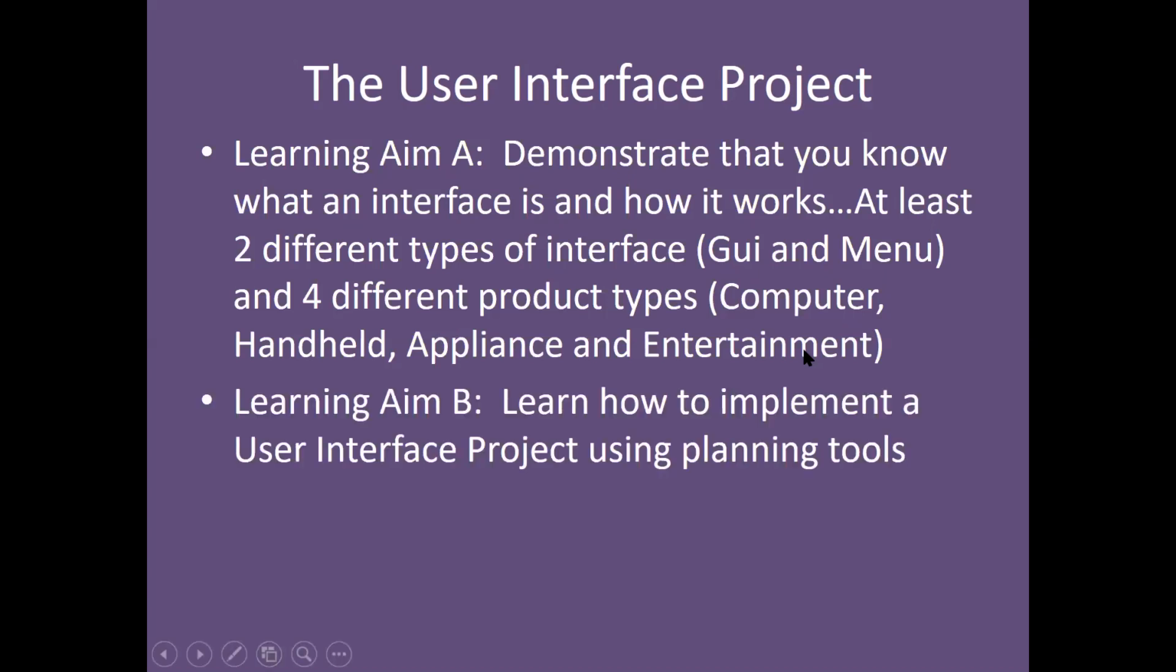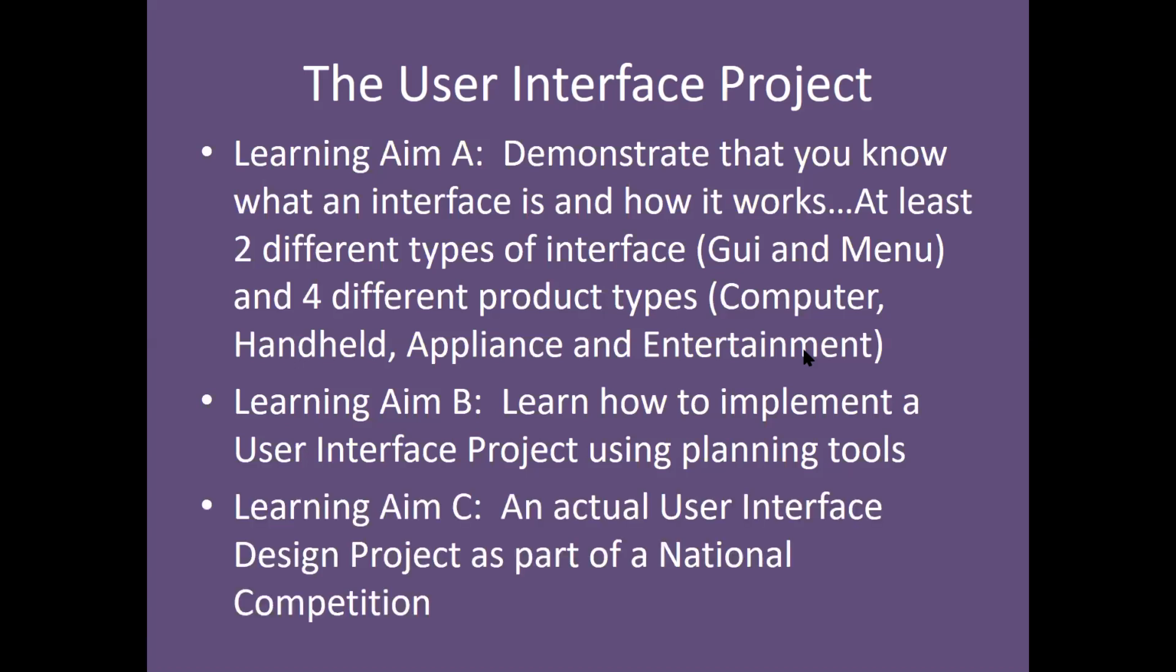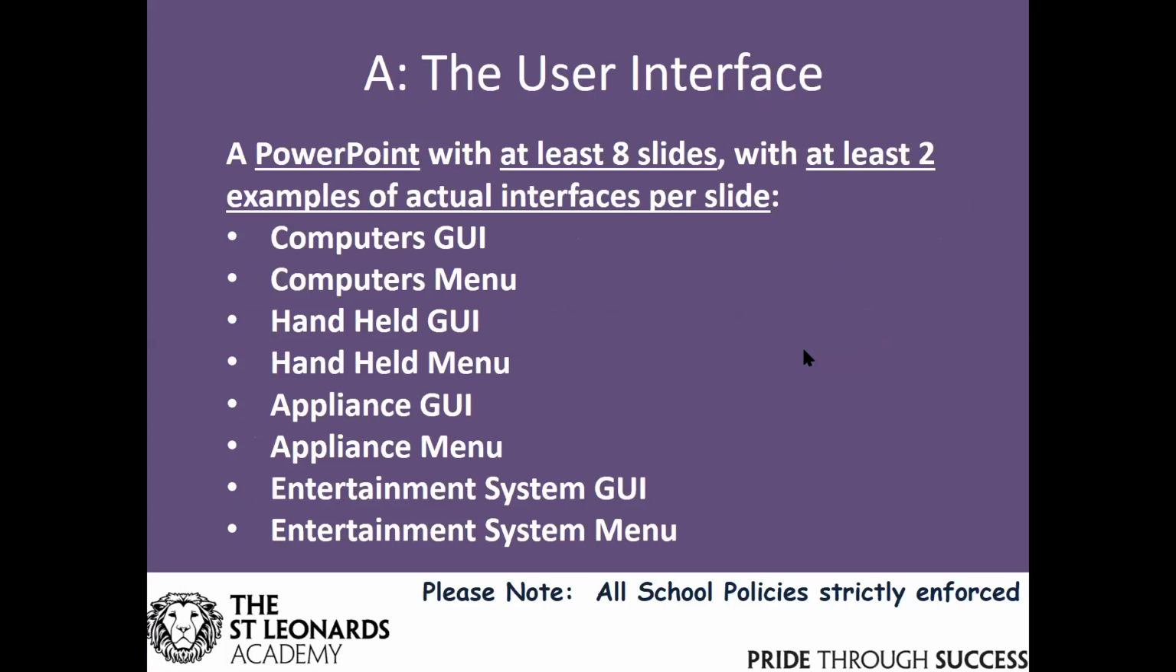Learning Aim B, which we started moving into a few weeks ago, is to learn how to use planning tools to implement a user interface project. And then Learning Aim C is an actual user interface design project, and you will be participating as part of a national competition in that. So we're not ready for Learning Aim B and C yet. We're just focused on A.